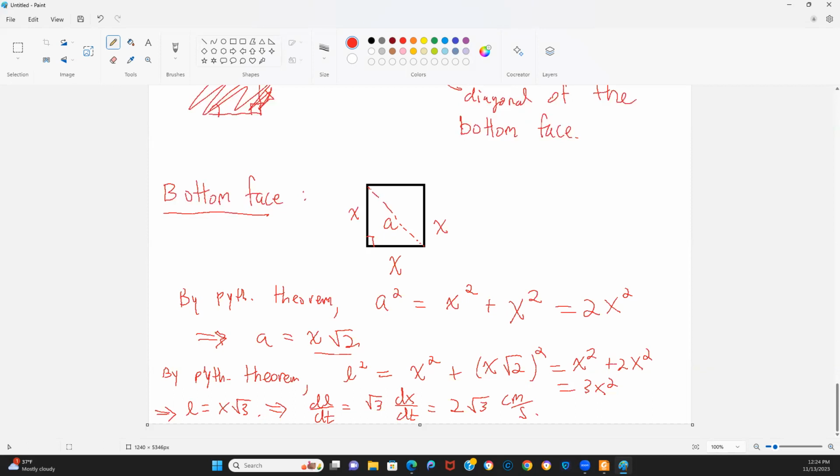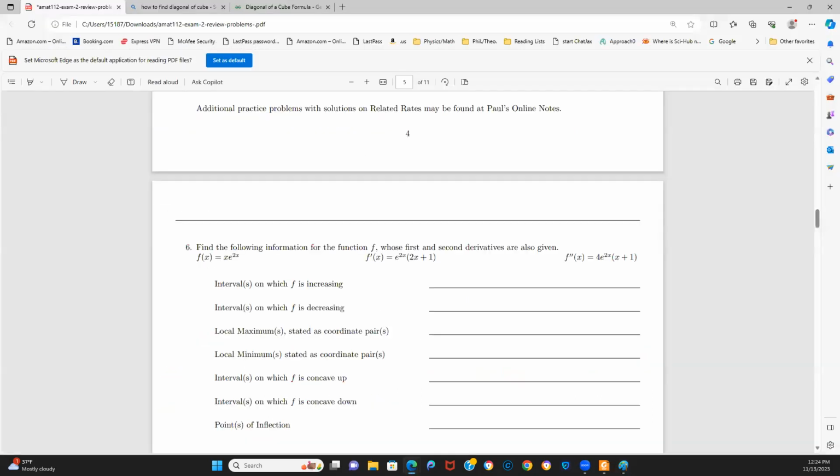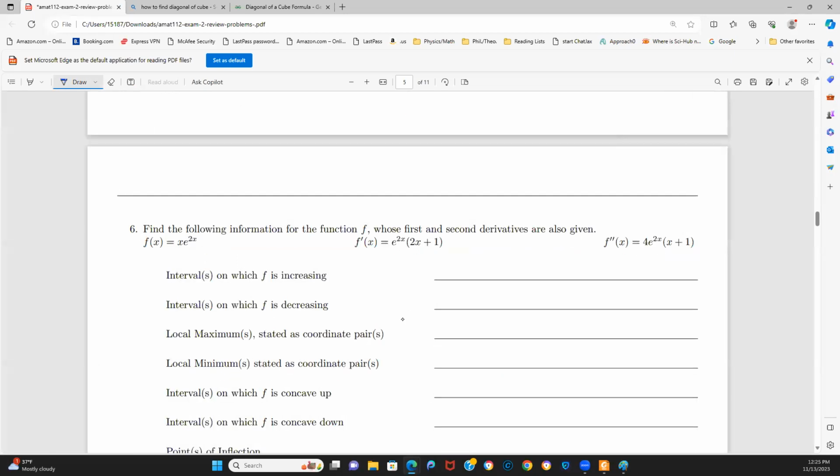All right, let's see. Maybe I'll do 2 more problems. All right, so let me open this up again right here. So we have these derivatives and we want to find out some geometric information about the function from these derivatives. So we're given this function right here and then its derivatives.